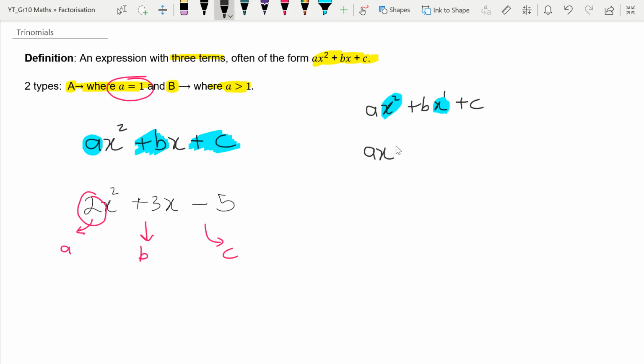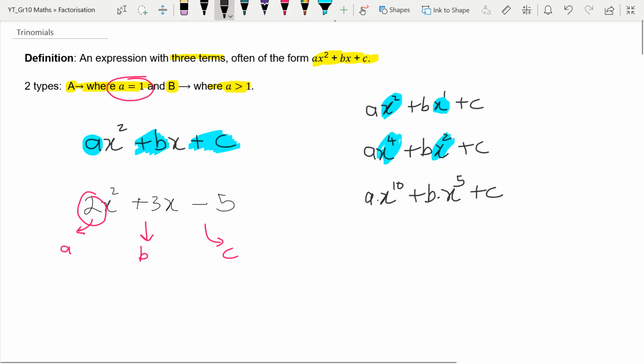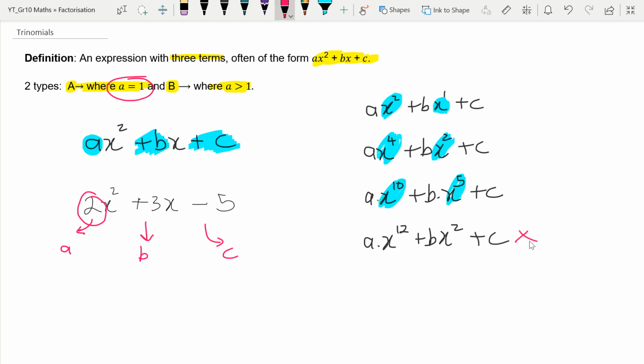But what about this? x to the power of 4 plus bx squared plus c. That's also in the right form. See if you can spot a pattern there. a times x to the power of 10 plus b times x to the power of 5 plus c. It's in the right form. And the next one is not in the same form: x to the power of 12 plus bx squared plus c. That is not in the right form. We can't use the method of factorization that we're going to look at right now.